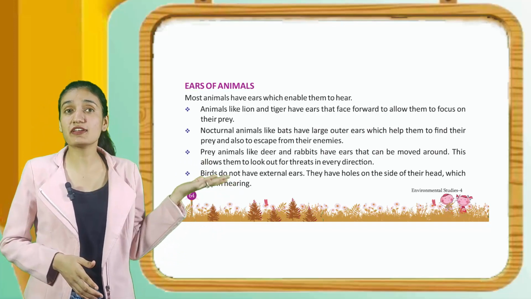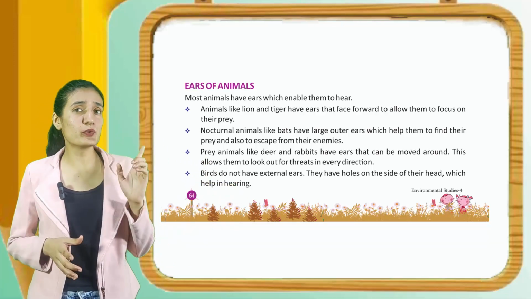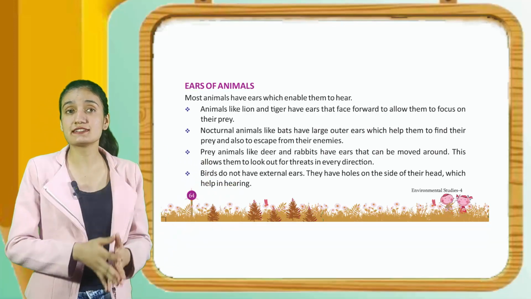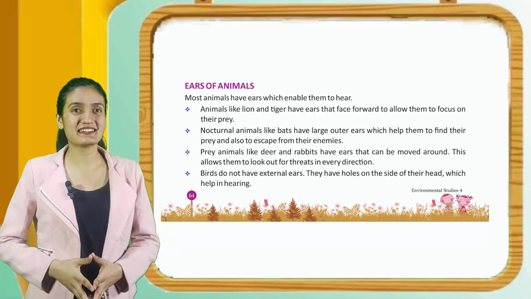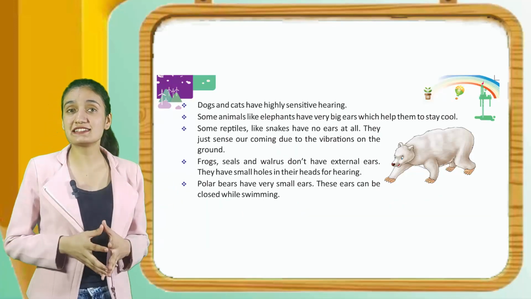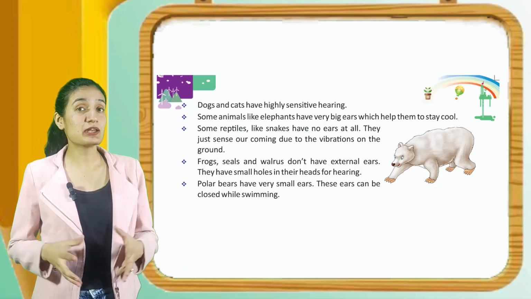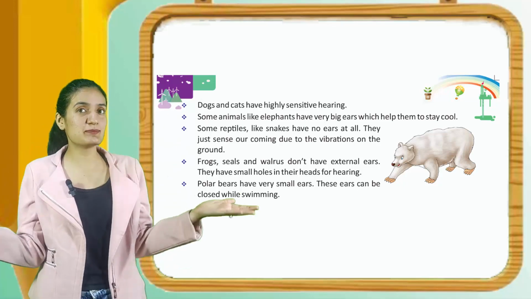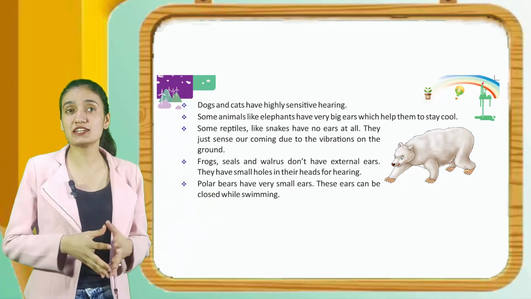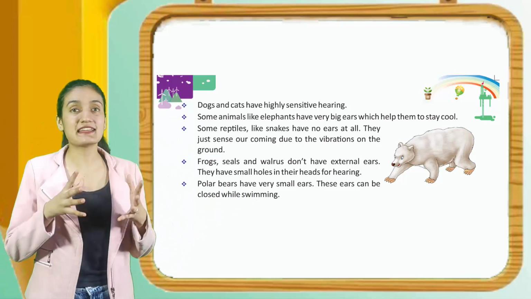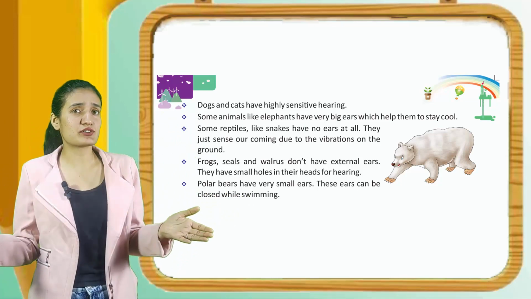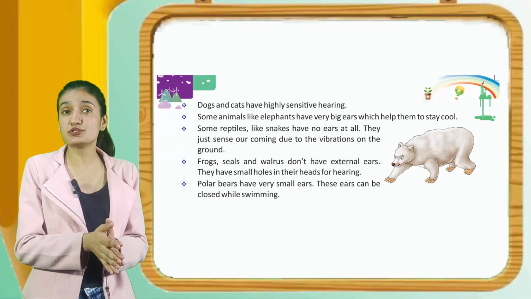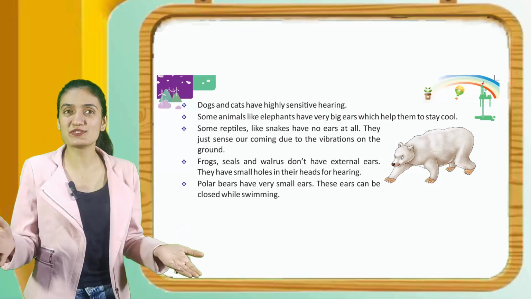Birds do not have external ears. They have holes on the sides of their head which help in hearing. Dogs and cats have highly sensitive hearing. Some animals like elephants have very big ears which help them to stay cool. Some reptiles like snakes have no ears at all. They just sense enemies coming due to the vibrations on the ground.